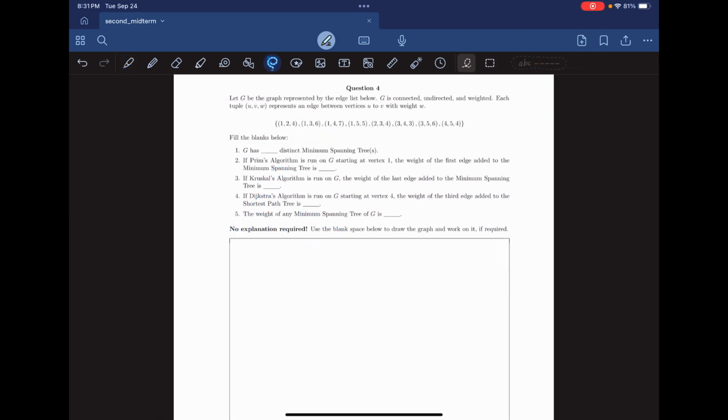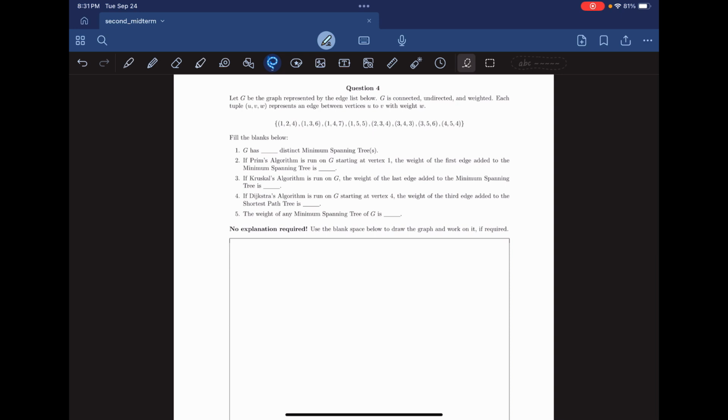Hello everybody, today we're looking at question 4 from the exam. This question is a bit long, so bear with me. We're going to try to get through each of the parts of it individually. This question says, let G be a graph represented by the edge list below. G is connected, undirected, and weighted.